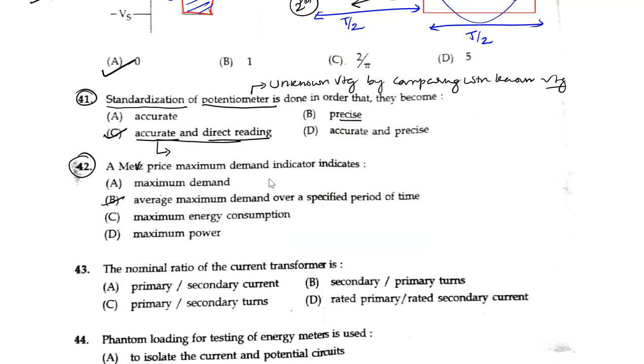Now the MERS price maximum demand indicator is available as a unit together with the energy meter, so it's a combination with an energy meter. This entire unit acts as a device which is used to measure the power consumed by the consumer during a particular period of time here.